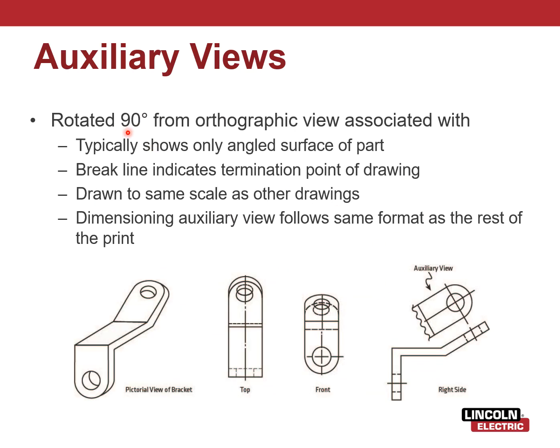Okay, rotated 90 degrees from the orthographic view that it is associated with, right? So right side view, the auxiliary view, 90 degrees off the side, and we're just detailing at this point the bent part. We got that break line right there. So the auxiliary views are more focused on just the angled or bent parts.